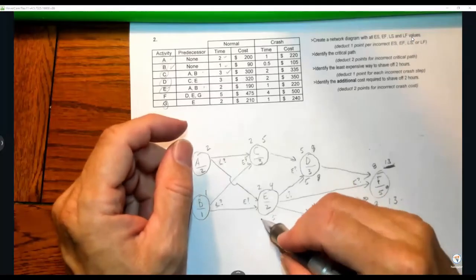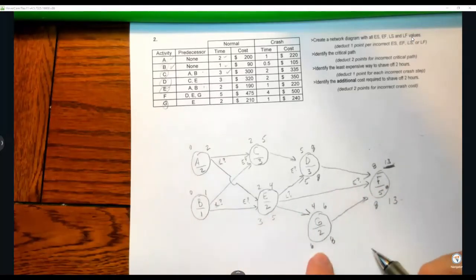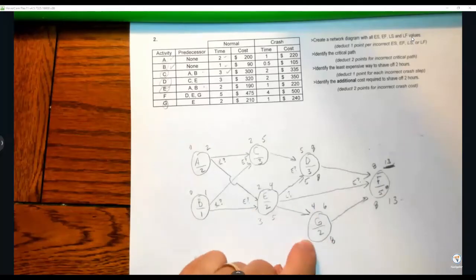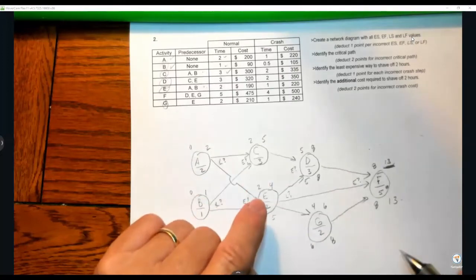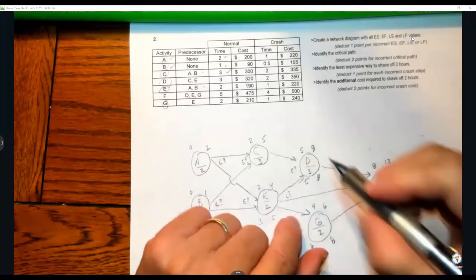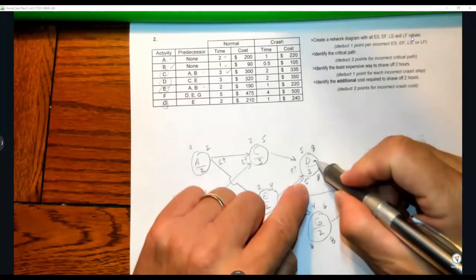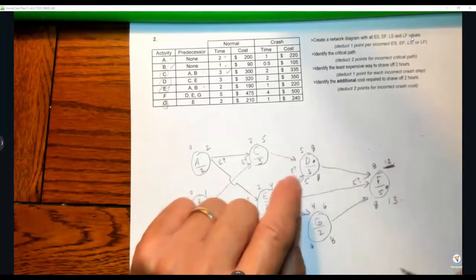5 minus 2 is 3. By the way, not on our critical path. The numbers don't match. Not on our critical path, assuming we did it right. This one does match. 5, 5, 8, 8, so we know that's on the critical path.